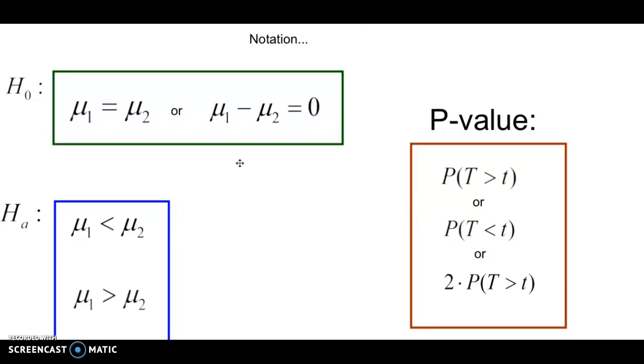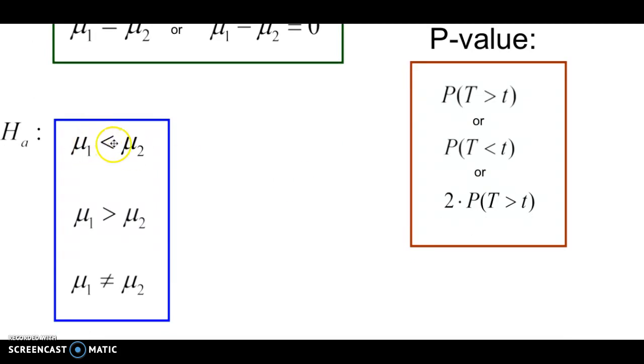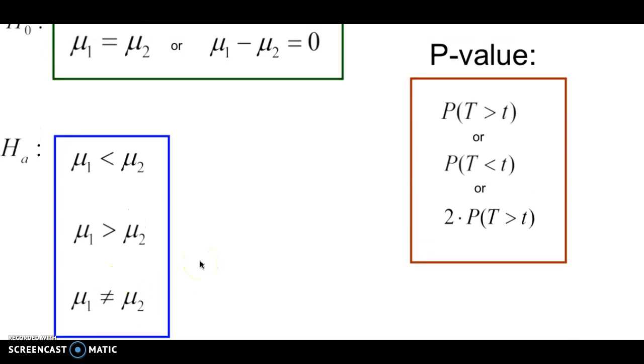Okay, here's the notation for a two-sample t-test. You can either say mu1 is equal to mu2 or mu1 minus mu2 is equal to 0. You do not have to write delta not, okay? You can use 0. Our alternative is either going to be that mu1 is less than mu2, mu1 is greater than mu2, or mu1 is not equal to mu2. Same as it was with proportions.